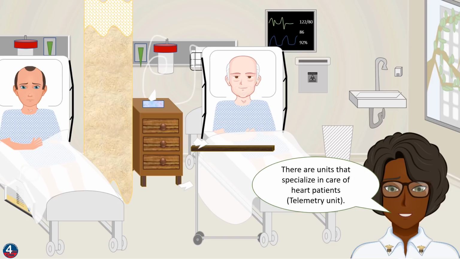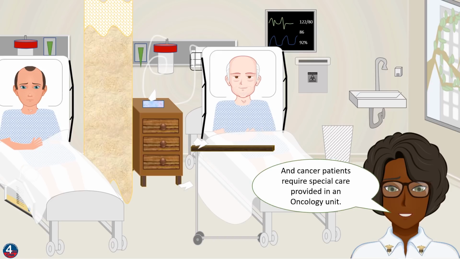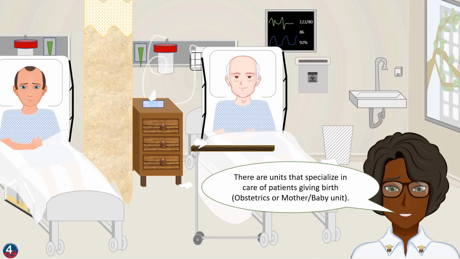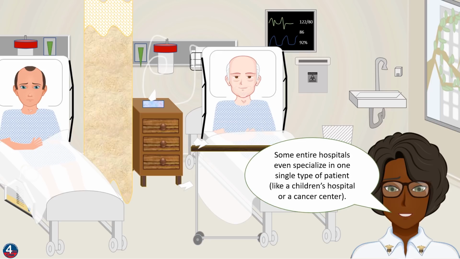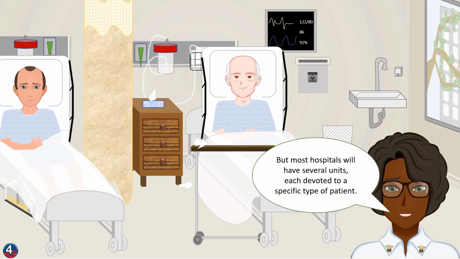There are units that specialize in the care of heart patients called the telemetry unit, and cancer patients require special care provided in an oncology unit. There are units that specialize in the care of patients giving birth, called obstetrics or the mother-baby unit. And the list goes on, but not all hospitals will have all departments. Some entire hospitals even specialize in one single type of patient, like a children's hospital or a cancer center. But most hospitals will have several units, each devoted to a specific type of patient.